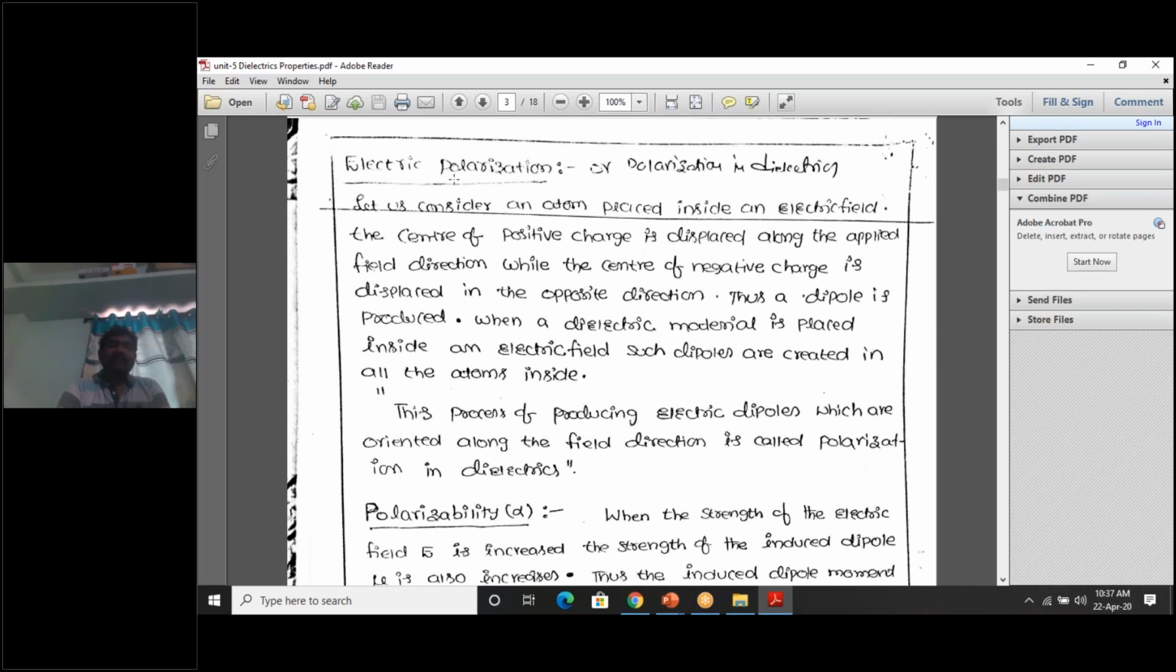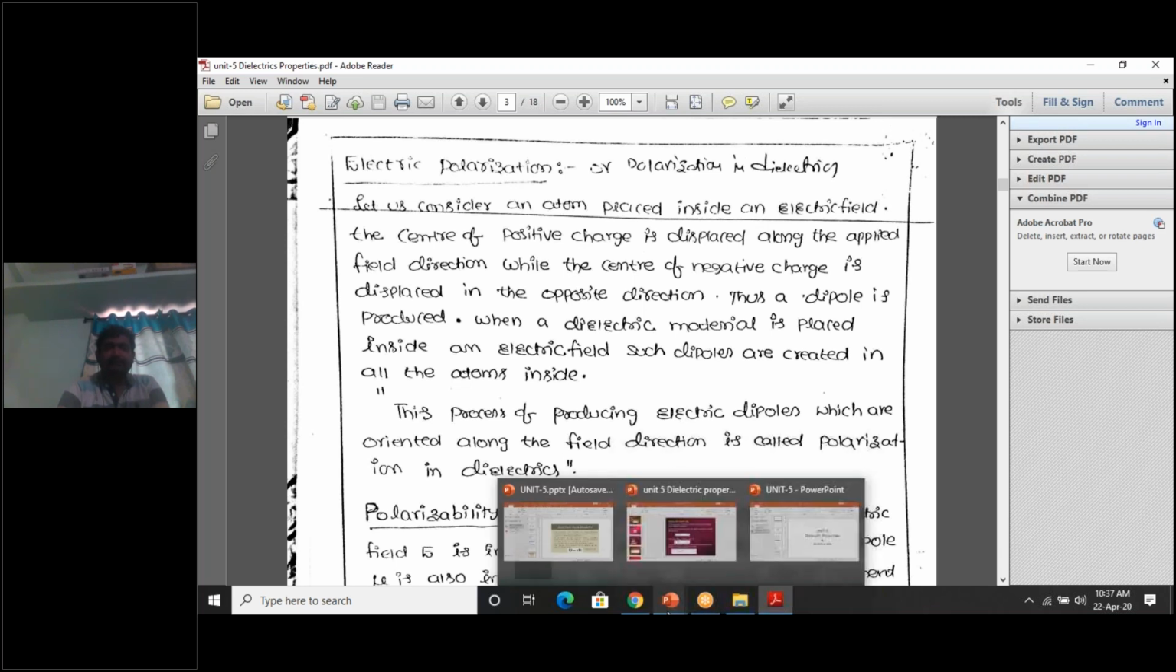If any dielectric atom, for example a glass atom, is polarized, then that is called a dielectric material. Glass is an insulator. If the glass atom shows the polarization property, then that glass is called a dielectric material. For example, I will show you here. What is electric polarization? Here I have one slide. Let me go through it.